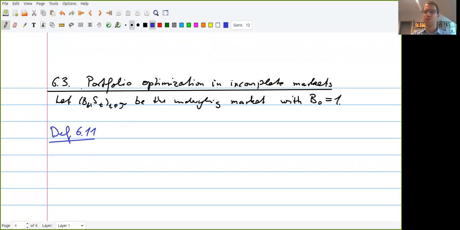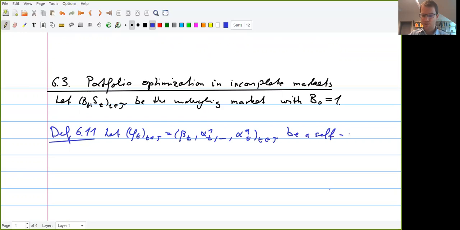Because in the end, we care about the terminal wealth and not about the number of assets we hold. So if I have a self-financing trading strategy, consisting of a position in the risk-free asset and in my D risky assets. Of course, I only want to consider self-financing trading strategies because this is our standing assumption.